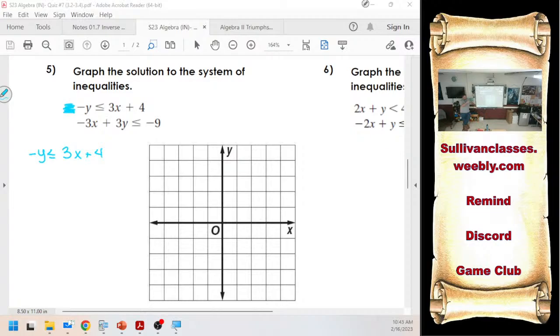Why not? Because it doesn't say y, it says -y. I don't want to know where my money isn't. I want to know where my money is. This is the opposite of y. So, what number is in front of that y? So divide everything by -1 and get y. 3 over -1 is -3x. 4 over -1 is -4. And because I divided by a negative, flippy flippy.